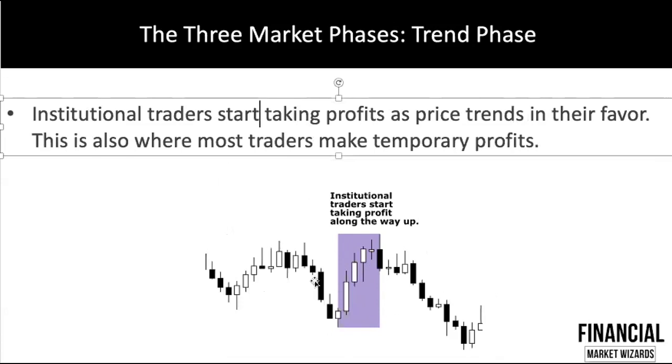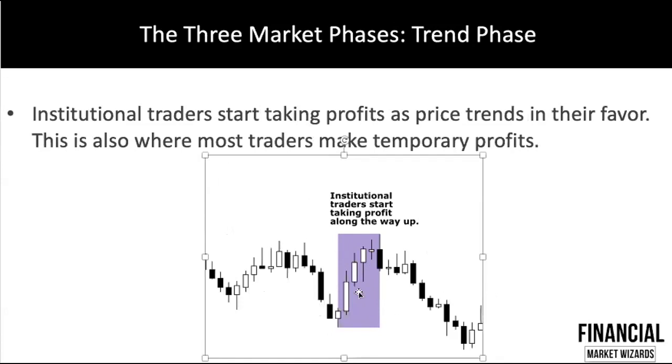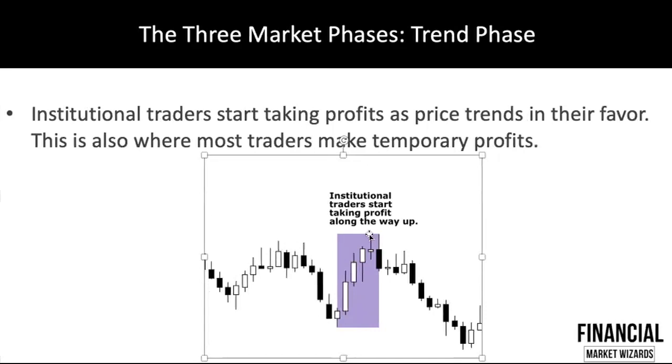Retail traders like you and I, who see this as a valid breakout and start shorting, actually see temporary profits. In fact, if you don't take your profit in time, you'll probably be stopped out if you put your stop loss above this swing high. So this is the phase that you want to be trading. In this example, it's not the perfect example because of this counter trend, but you get the idea.